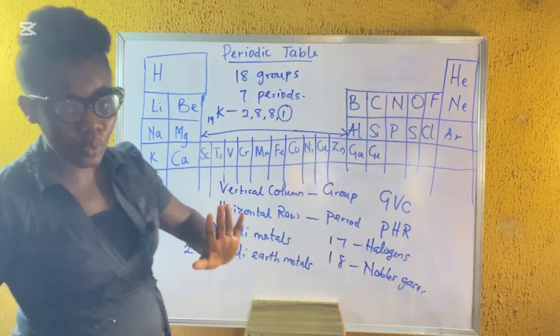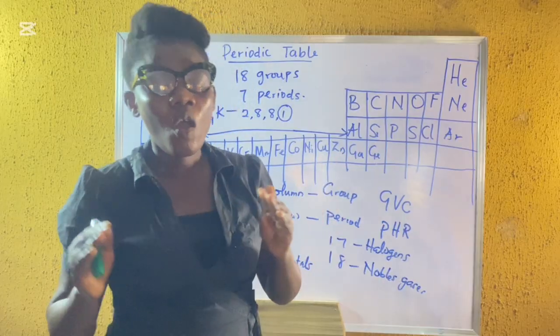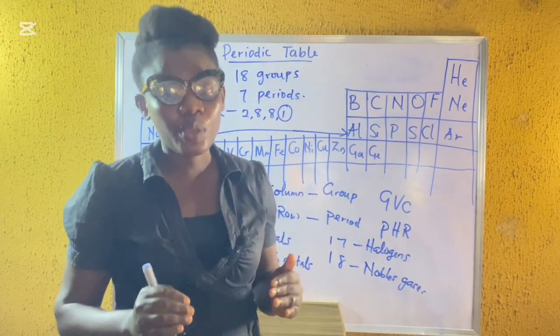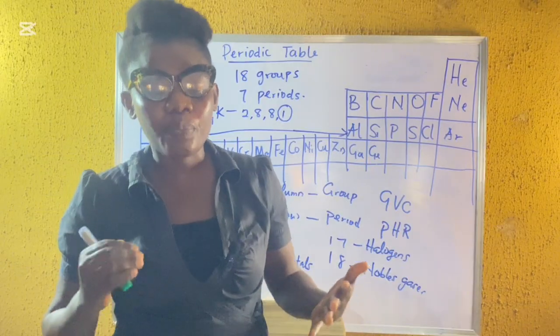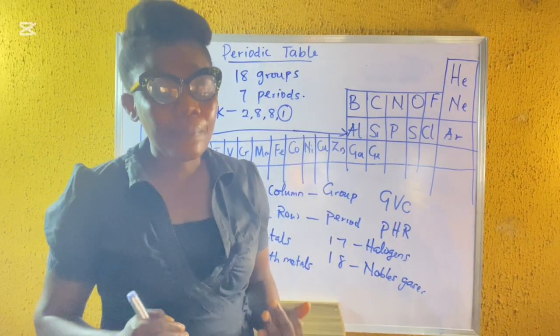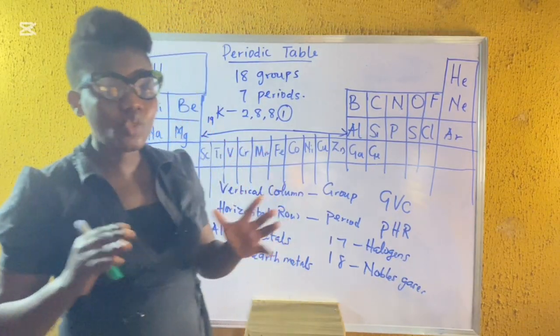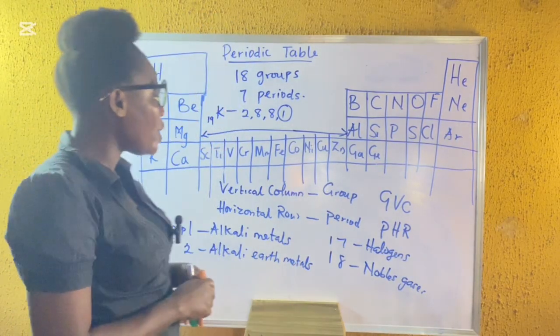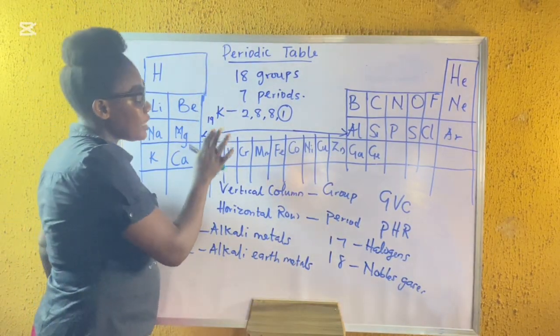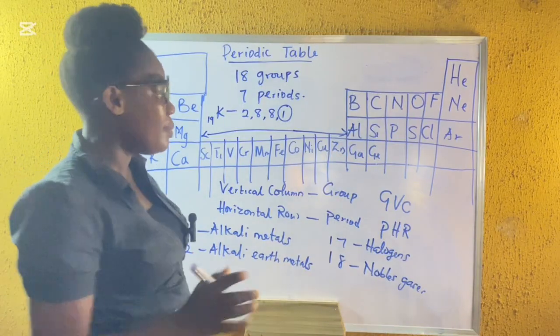Okay, now for the periods. Once you identify the period, the number of shells explains the period to which the element belongs. We have the K, L, M, N, O shells. So the number of shells you have explains the period to which the element belongs.